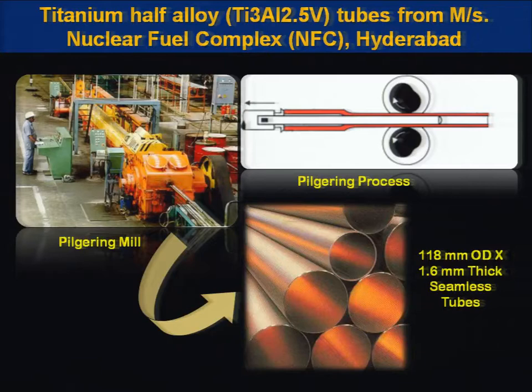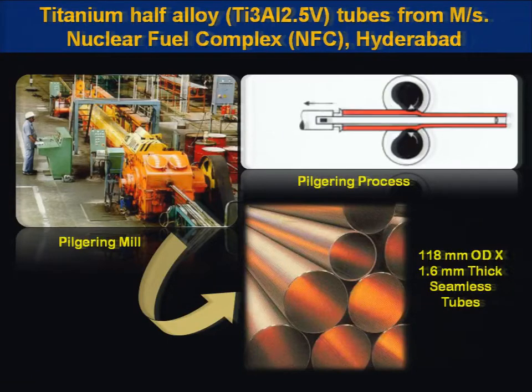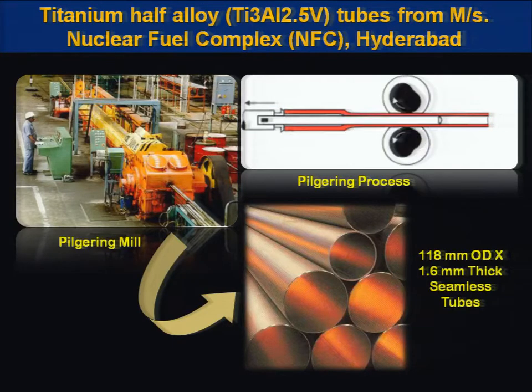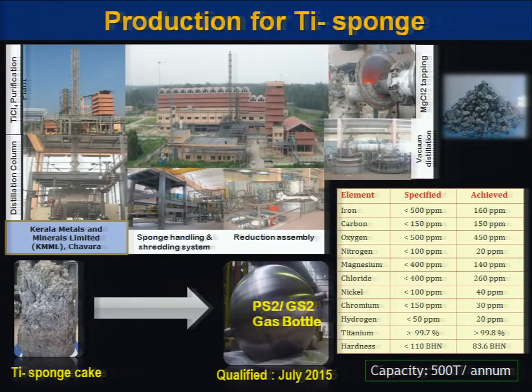Then you can also see various titanium alloy tubes at Messrs Nuclear Fuel Complex, Hyderabad. About 118 mm OD and 1.6 mm thick seamless tubes are made. Then similarly, the titanium sponge is done at KMML Kerala. Today the capacity is about 500 tons per annum. Of course, ISRO's requirement itself is less than this, but we are looking at ways by which KMML can now start probably exporting this and providing this material to other agencies also.